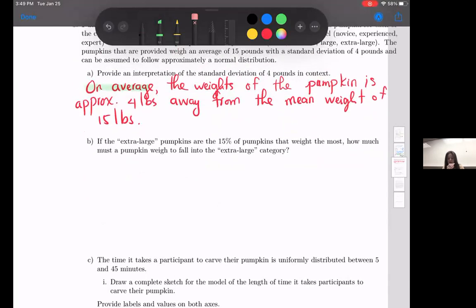If the extra large pumpkins are the 15% of the pumpkins that weigh the most, how much must a pumpkin weigh to fall into the extra large category? So what are they asking, what variable are we solving for?